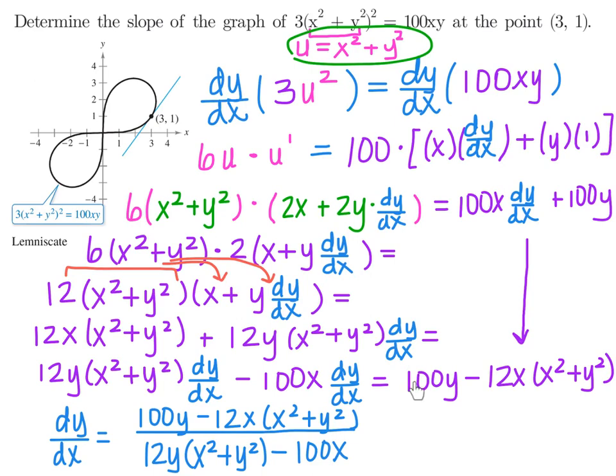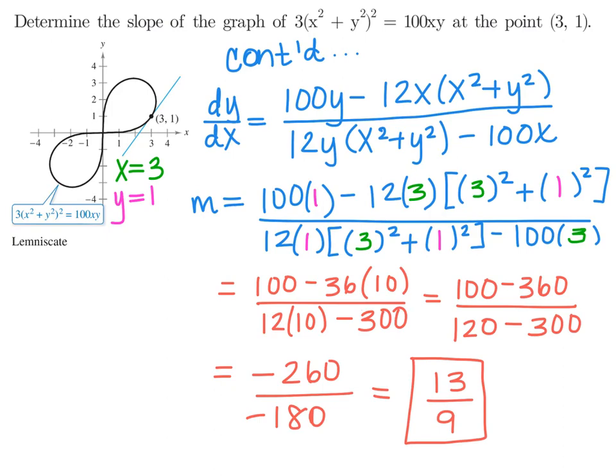So my numerator is this piece over here without any dy over dx in it. So that's 100y minus 12x times the quantity of x squared plus y squared, which is up here. And then the 12y times the quantity of x squared plus y squared minus 100x is going to be my denominator here. So what I'm going to do with all of this is plug in 3 for x and 1 for y and see what my slope will finally be.